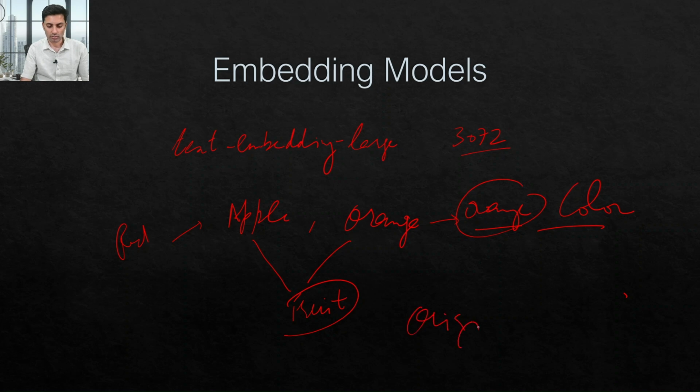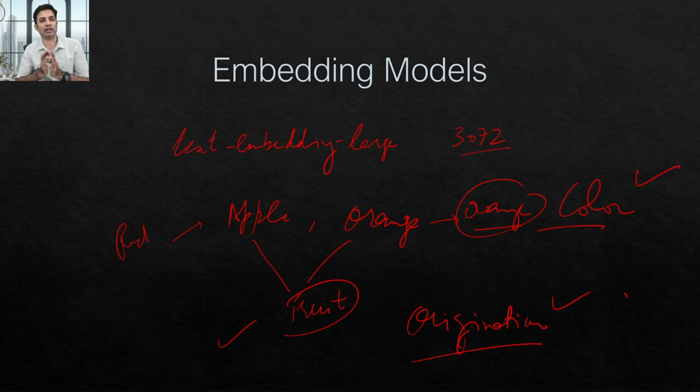So color, origination, and the fact that it's a fruit: these are three different dimensions, and there could be n number of dimensions, but a finite number. We can't say some text or word has infinite dimensions. We have to have some number of dimensions. The more the dimensions, the better the understanding by the model about that text. So that is what dimensions are.